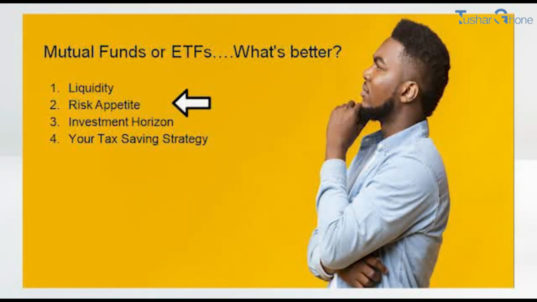Second, risk appetite. If the investor has a medium to high risk appetite, then mutual funds will be the suitable investment. However, if the investor does not want to take any risk and just wants safe returns, then ETFs will be more suitable. Third, investment horizon. For short-term investment horizon, an investor should choose ETFs, whereas for medium to long-term investment horizon, mutual funds are the way to go. Fourth, your tax saving strategy. Mutual funds have more tax liabilities than ETFs. However, ETFs offer tax benefits to investors due to the manner in which they are created and redeemed.